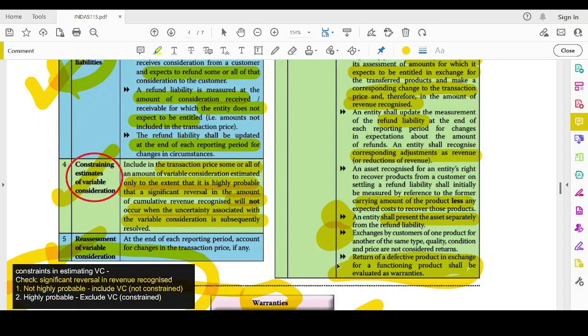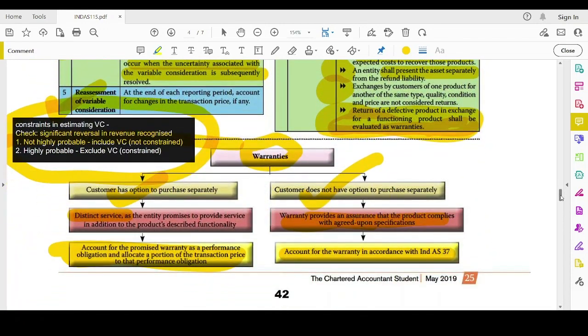Then exchange: return of defective products and getting a new product will be treated as fulfillment of the original sale rather than a new product return. Okay, it's like warranty service being given, and it will not be considered as a refund liability. Till now it's clear. Then now we are going to discuss warranty.